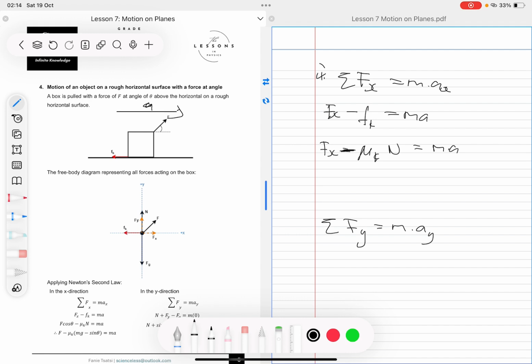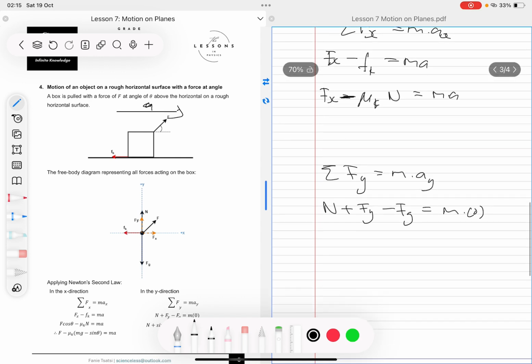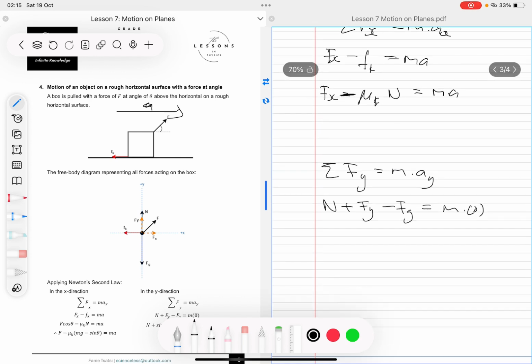But now if I look at the forces in the y direction, I'll then have mass times acceleration in the y, right? And then I'll have normal force plus the y component, minus Fg, right? And this will be equal to m times 0, because this object does not move in the vertical direction, right?